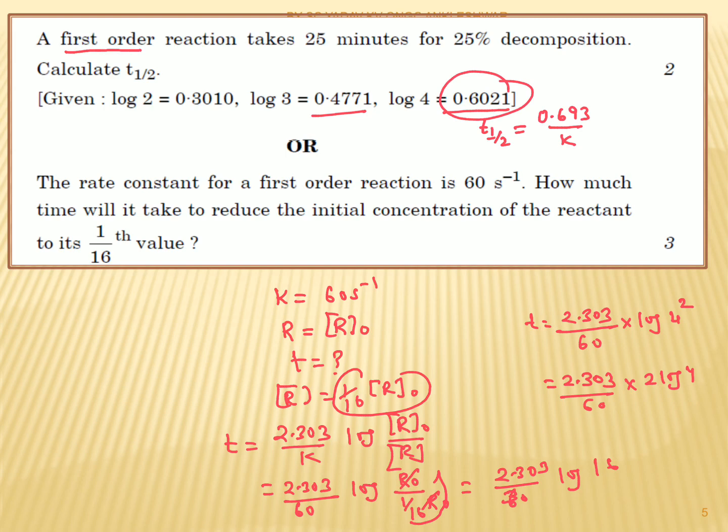Again keep the value of log 4 from the given data: 2.303 by 60 into 2 into 0.60. When you solve it, 0.60 you can cut also. You will get the value of time is equal to 4.6 into 10 to the power minus 2. Okay, so in this way you can solve. So this is the question.